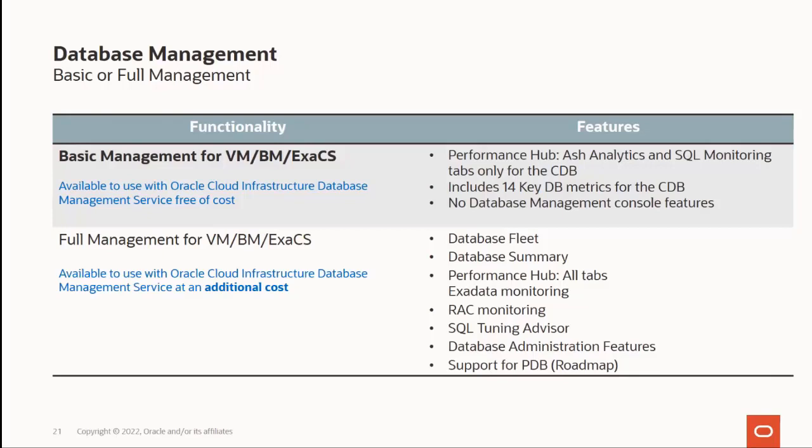And I would also like to call out at this point that the Performance Hub feature that is used in the context of autonomous database is free. And there is no concept of basic management for autonomous database. You get the metrics and the Performance Hub for free, similar to what you see for the basic management in the VM, BM, and Exadata cloud service. It's not specifically called out as a basic management service, but if you want to use the database fleet and the database summary, you would need to actually have an additional cost tabled out for getting those features in the database management service for autonomous databases.